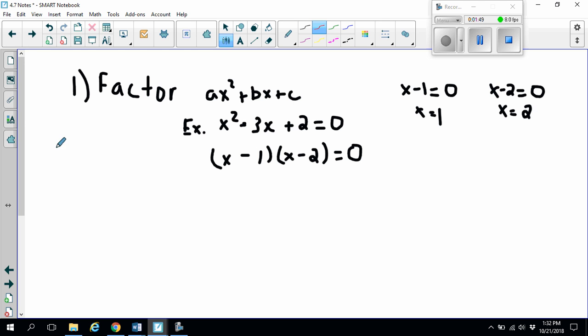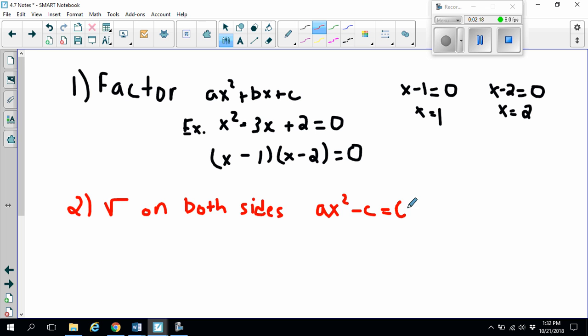Now the second way you've learned how to solve quadratic equations is taking the square root on both sides. This is when we do not have the x term or that middle term. So it might look like ax squared plus c or minus c equal to 0. Okay, so there is no x term. That's when we take the square root of both sides.